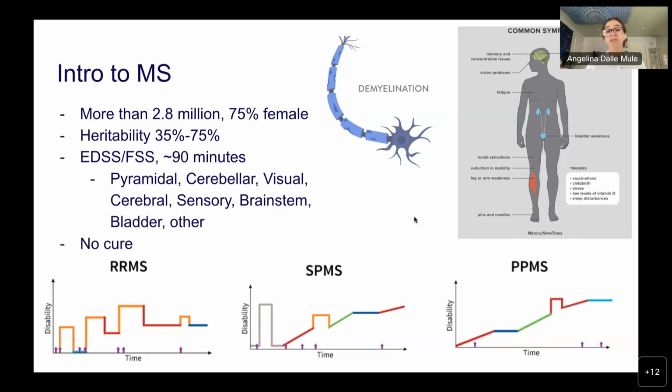There is SPMS, or secondary progressive multiple sclerosis. This is characterized by that initial staircase, so relapse and remission, and then a gradual worsening of multiple sclerosis. And then finally, we've got primary progressive multiple sclerosis, and that is just kind of characterized by almost a line. It is just this gradually worsening multiple sclerosis.